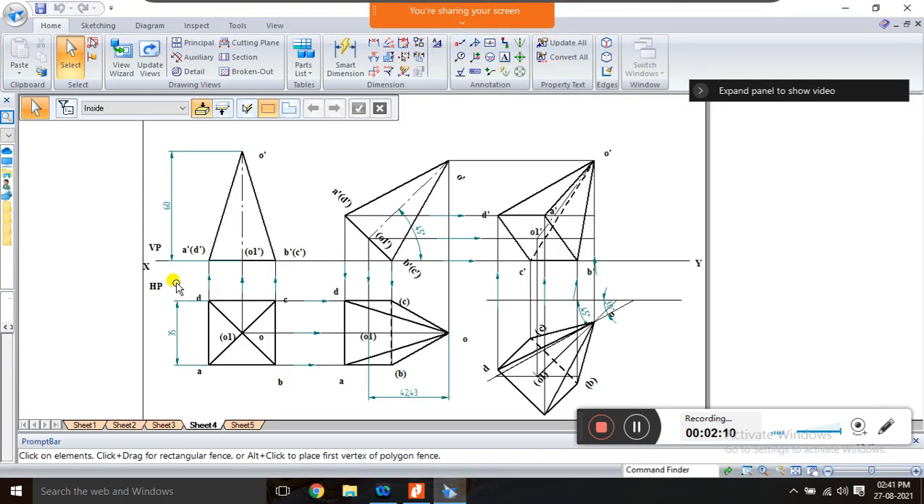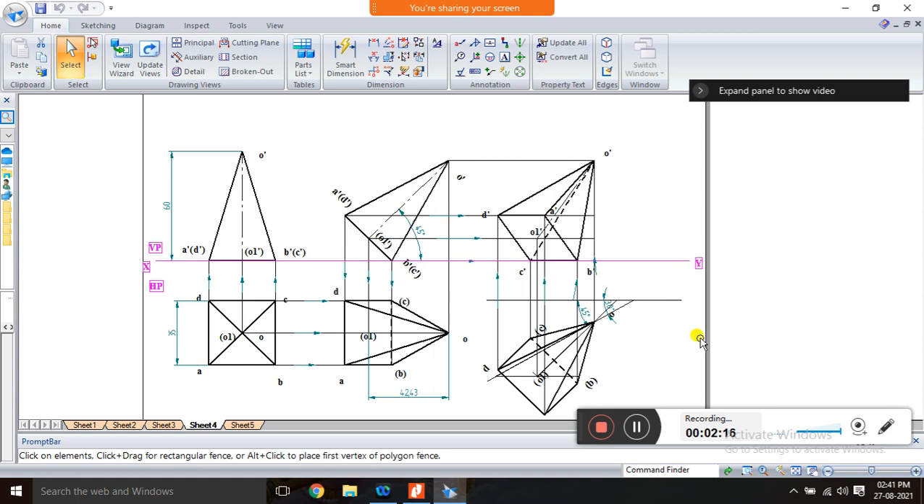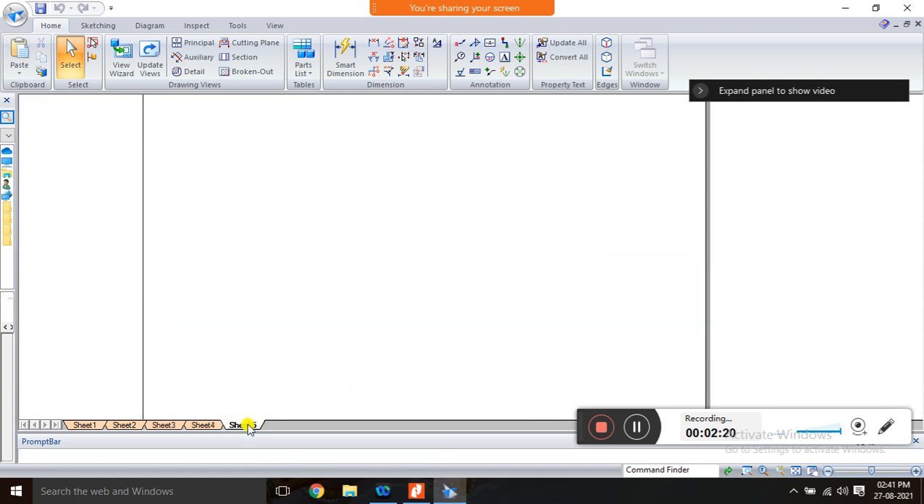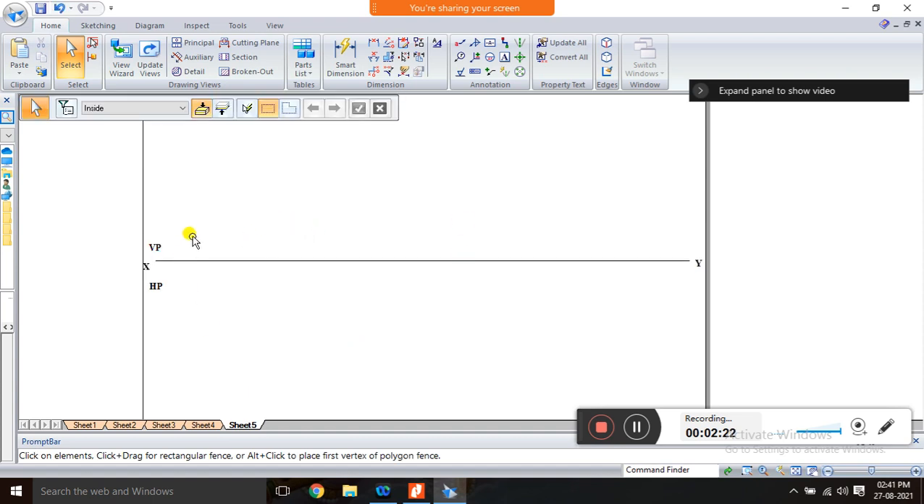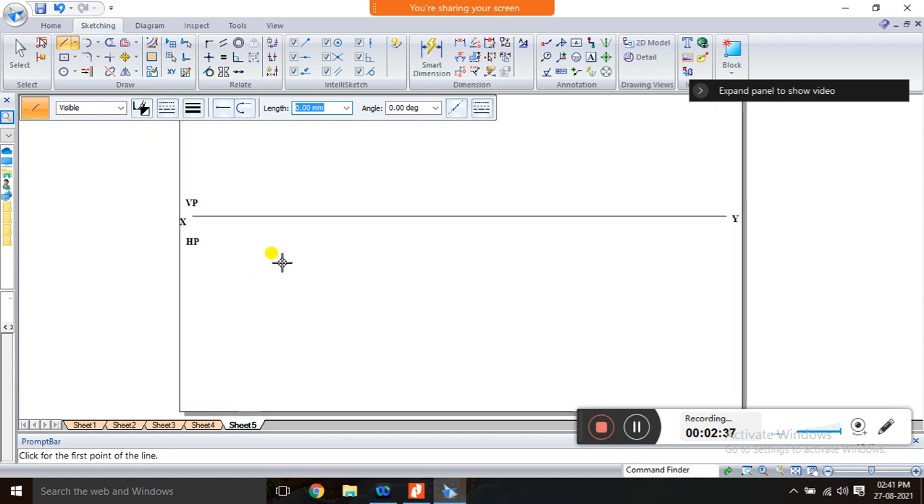First, you have to draw the XY line. Then indicate HP and VP. So after drawing the XY line, go directly to sketching and construct the hexagon with edge condition. So today I am going to show you how to construct it manually. So the manual way of construction.